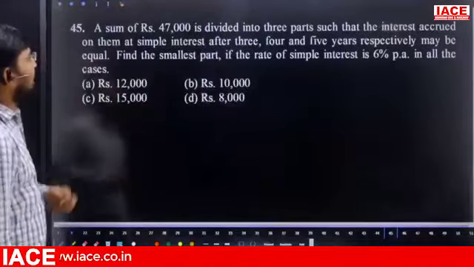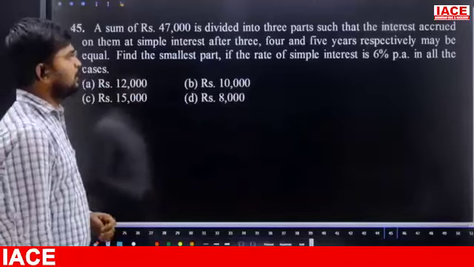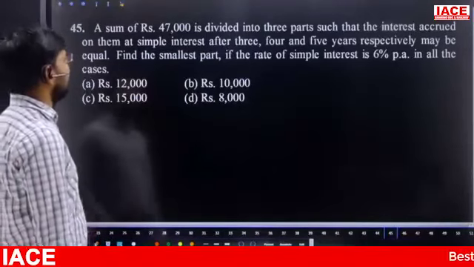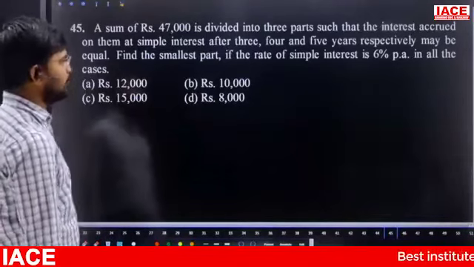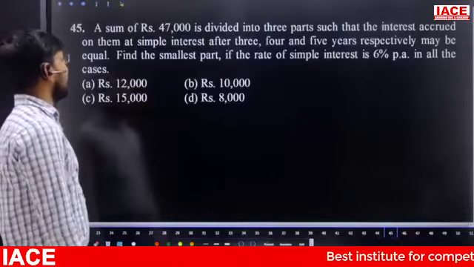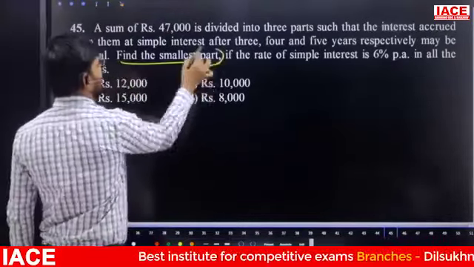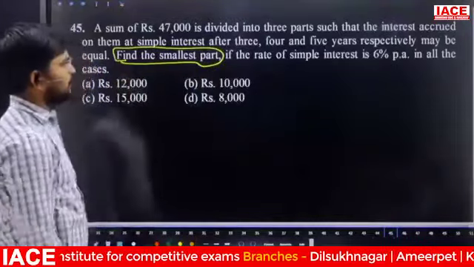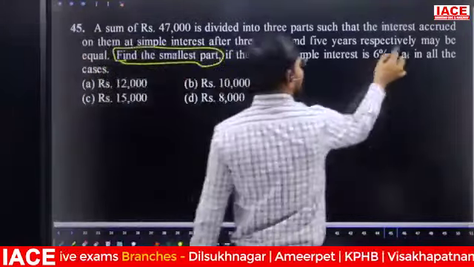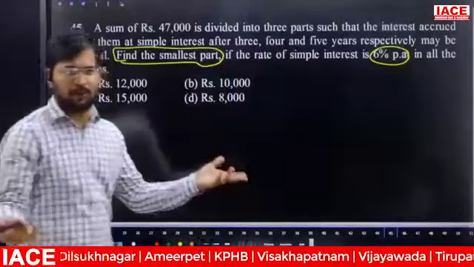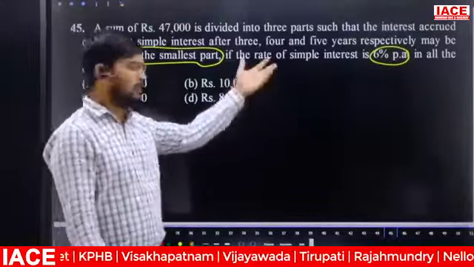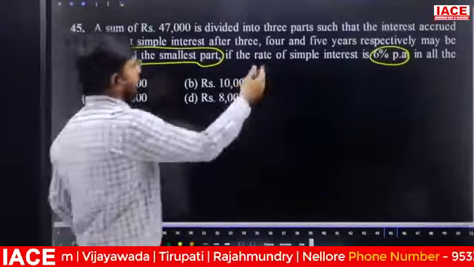Read the next question, amma. A sum of 47,000 is divided into 3 parts such that the simple interest accrued on them after 3, 4, 5 years respectively may be equal. Interests are equal. So find the smallest part. If the rate of simple interest is 6%, the rate of interest is the same in all the 3 cases. Therefore, no need to consider that one. Okay, amma. So look at me, andi.